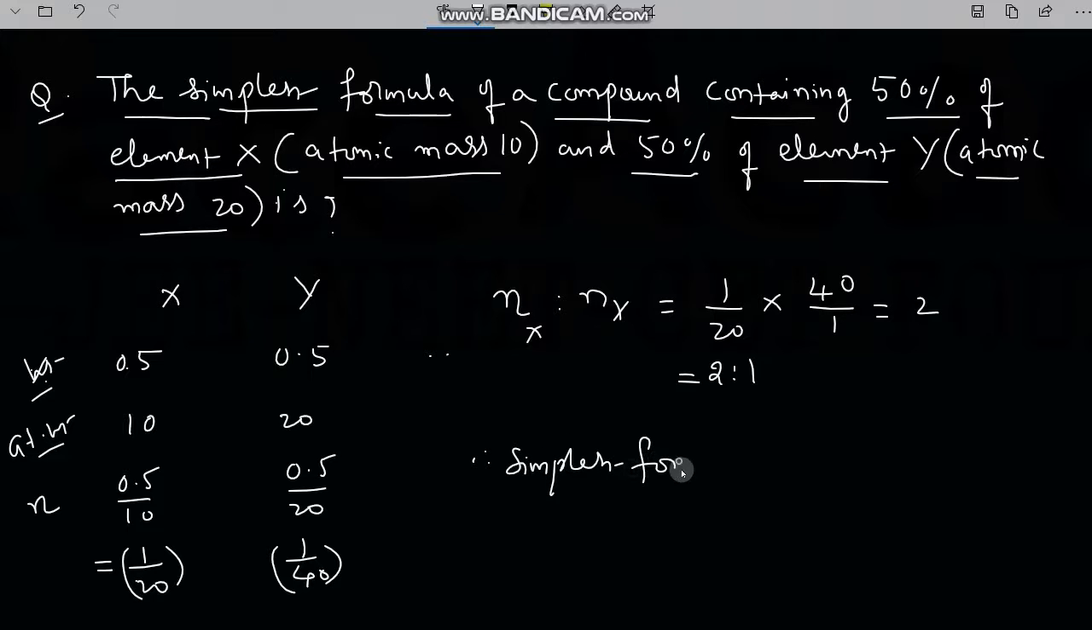What is the simplest formula of the compound? Of the given compound, the ratio is X to Y. The simplest ratio is 2 is to 1. So the formula of the compound is X2Y.